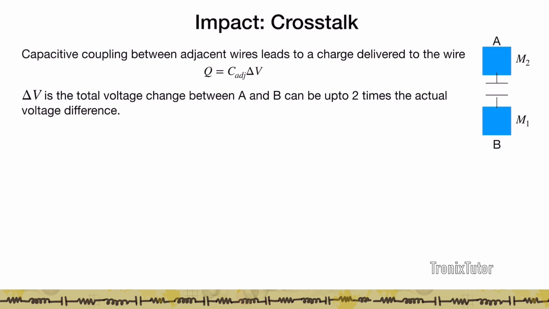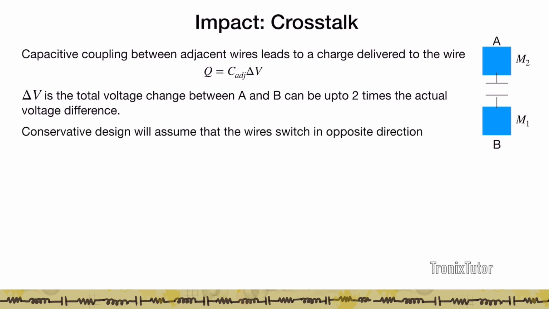And if I think about switching between 0 and VDD, in the worst case this can be as high as 2 times VDD. So in other words, the impact is going to be worse when one is switching up while the other is switching down. If you're going to be conservative in your design, you'll assume the worst case where the wires switch in opposite directions, at which point the impact of crosstalk is going to be the maximum.